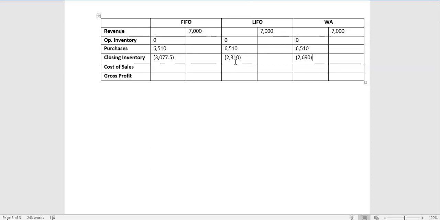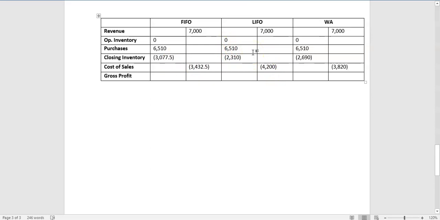And based on that then, you can actually calculate and determine the cost of sales for each one, which is 3432.5. That's the cost of sales associated with the amount of goods that were sold. Right, you sold 1420, should I say. You sold it for 7, that cost you 34. In this case, 6510 minus 2310, 4,200. And in this case, 3820. So in all three instances, closing inventory has an impact on cost of sales.